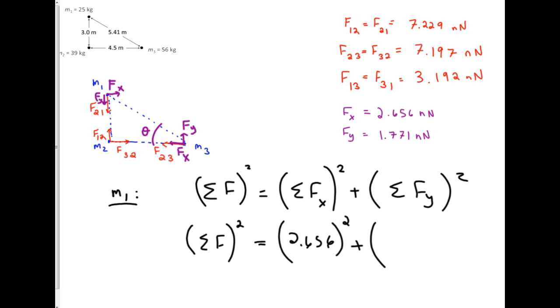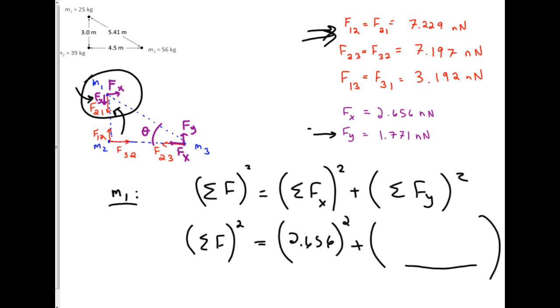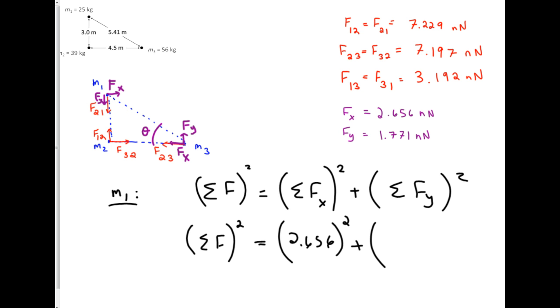For the y's, what do I have in the y direction? Well, I have two y forces. I've got Fy, which was the y component of F31, and then I've also got F21, which is this. So inside the y parentheses, I need to add together those two forces with arrows next to them, this one and this one. So what I add for Fy is 1.771 nanonewtons plus the other y force, which was 7.229.